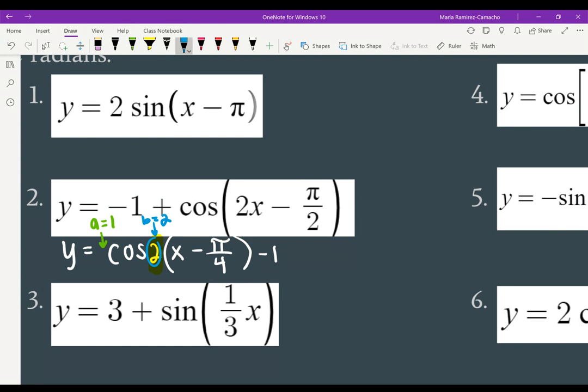What does that mean for my graph? If I use period equals 2 pi over b, my b value is 2. 2 over 2, that cancels out. So my period is just pi. The length of one cycle is going to be pi. Okay, my horizontal shift is pi over 4. And my vertical shift is -1.